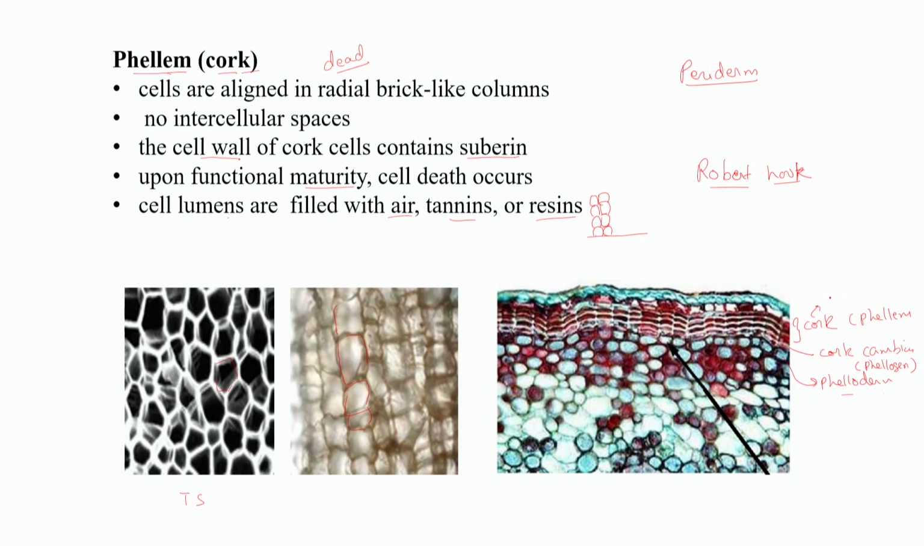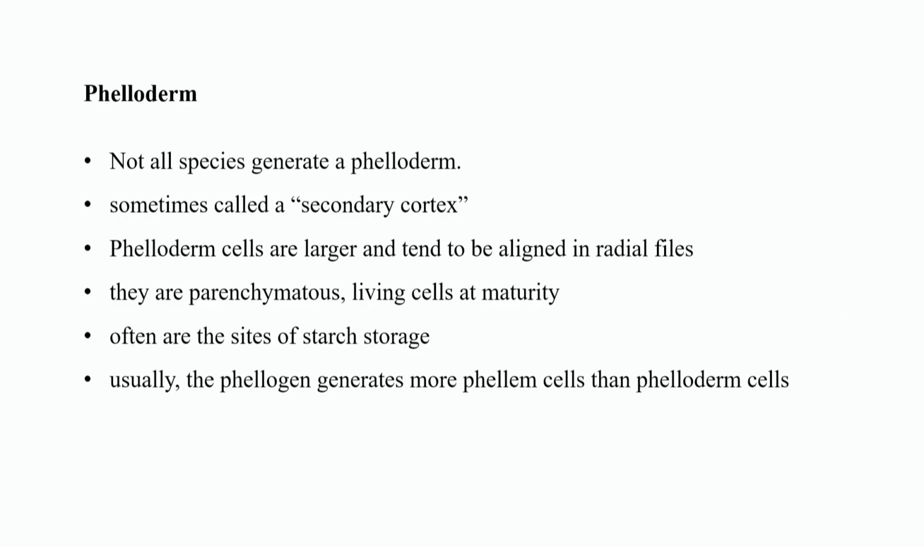So always more cork is formed. Like in vascular cambium, more xylem was formed, similarly more cork is formed. Now phelloderm is actually not produced in every species. Cork is definitely produced by cork cambium, but phelloderm is not commonly found in every plant species. Depending on the requirement, the phelloderm thickness can vary, and many a times it is not even produced.